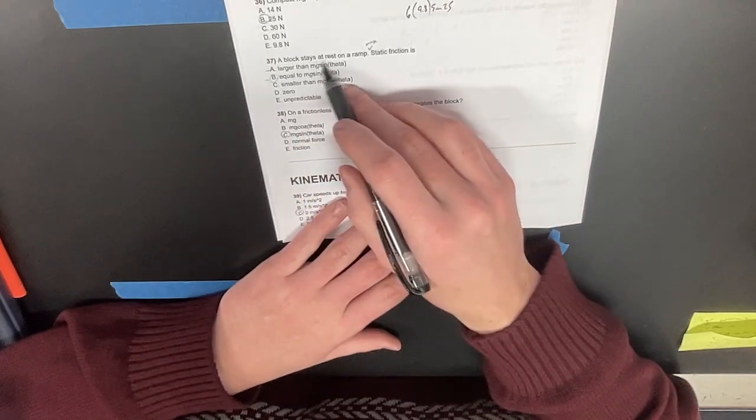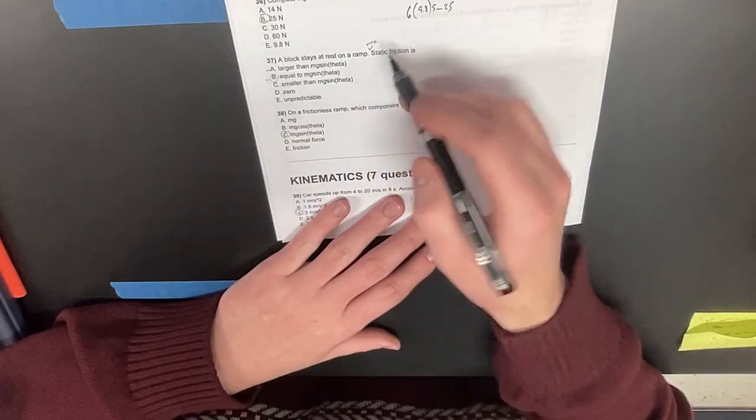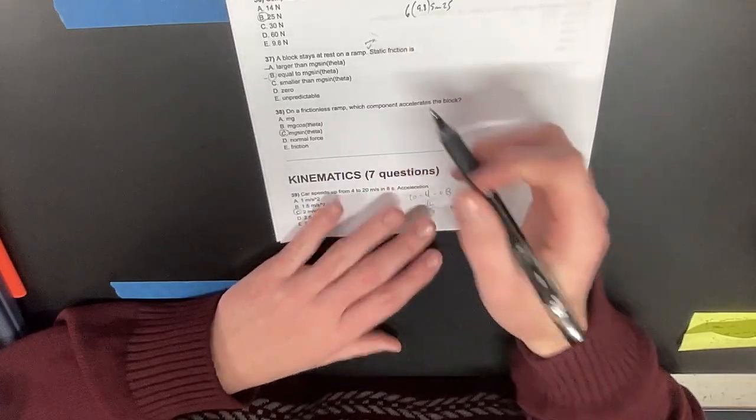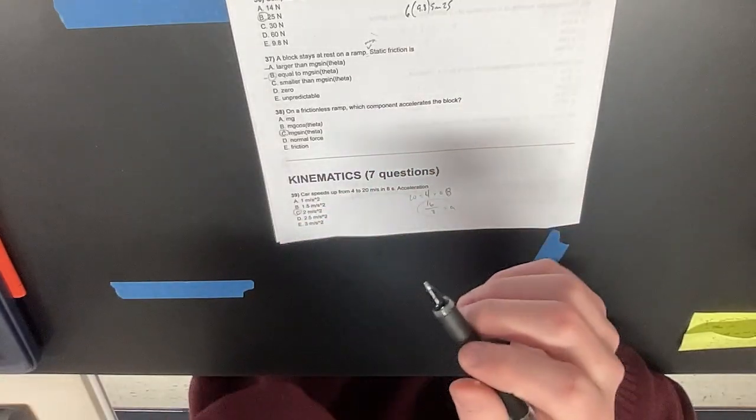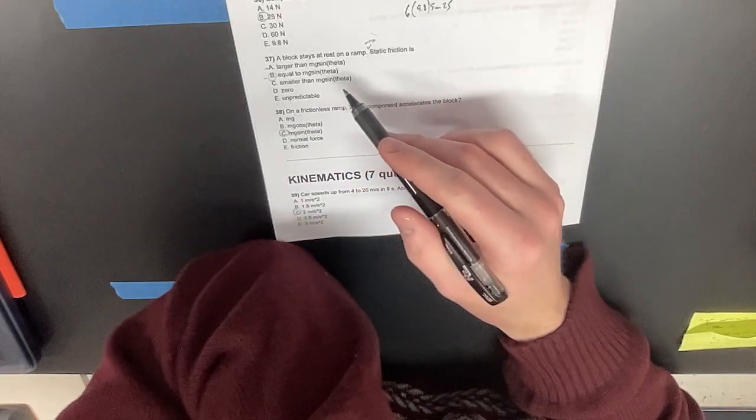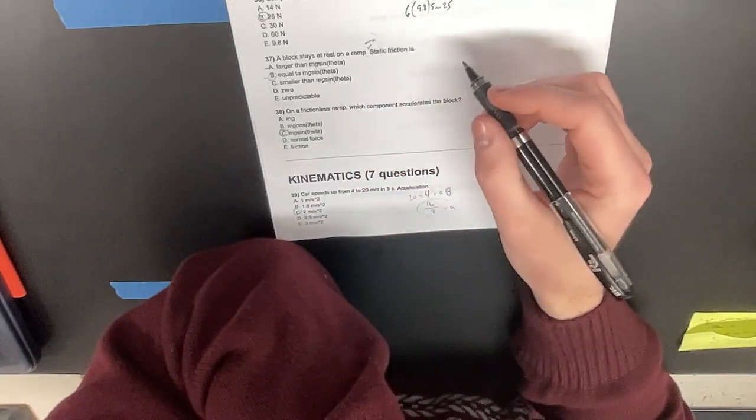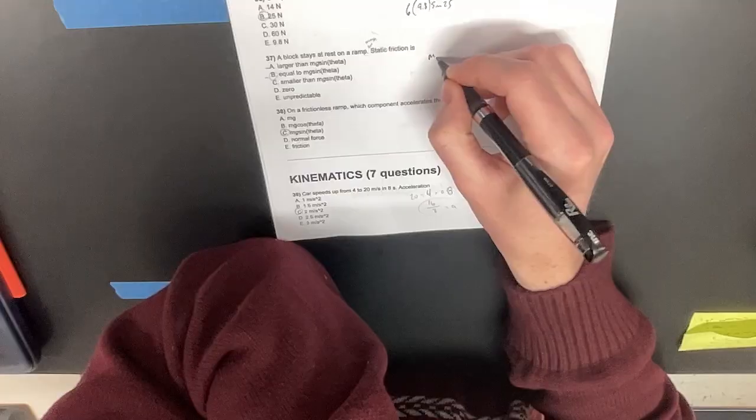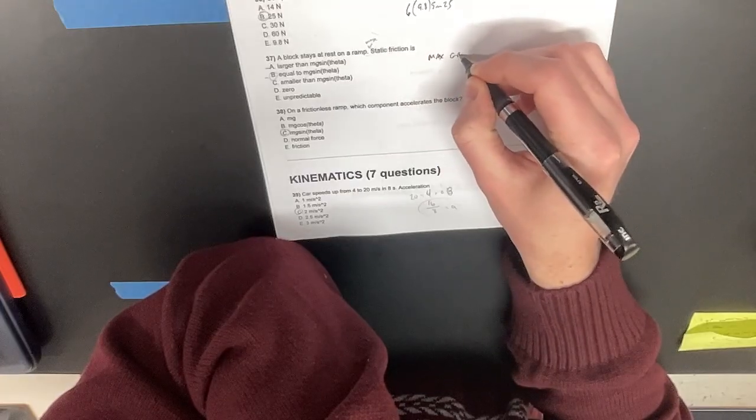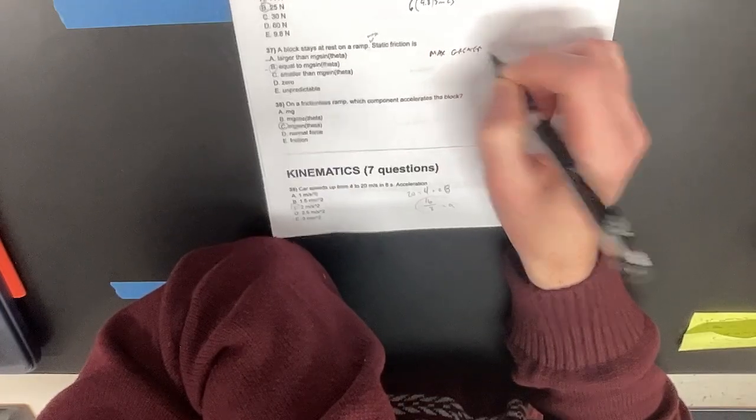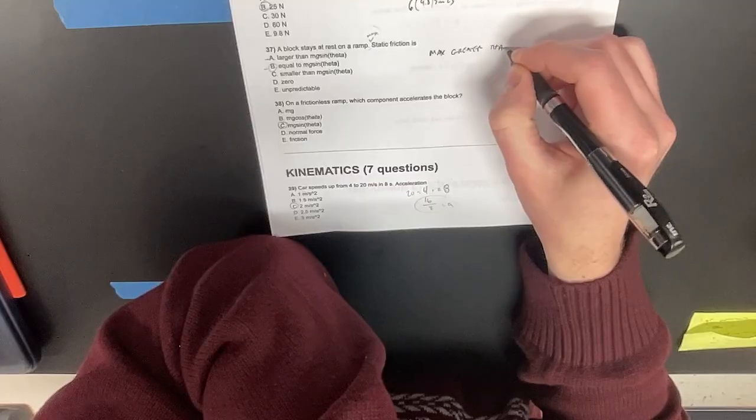A block stays at rest on a ramp. The maximum static friction, I remember. Yeah, I just didn't like how this was worded. The maximum static friction would have to be greater than mg sine theta.